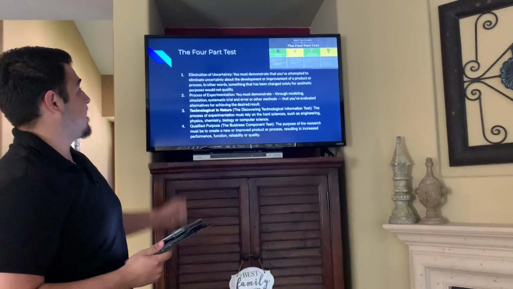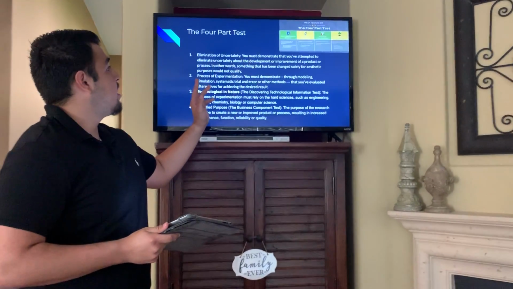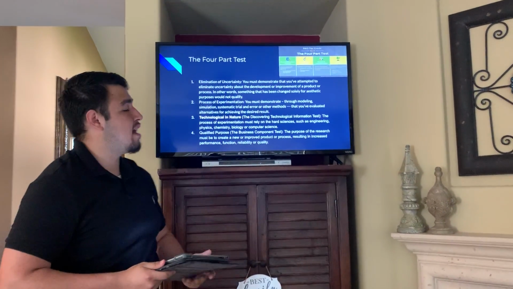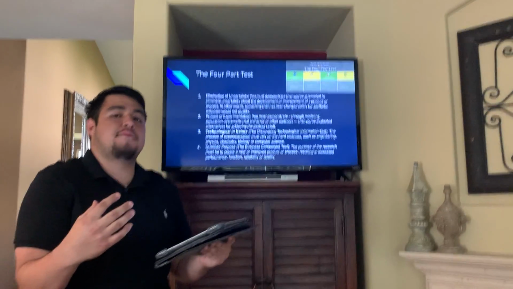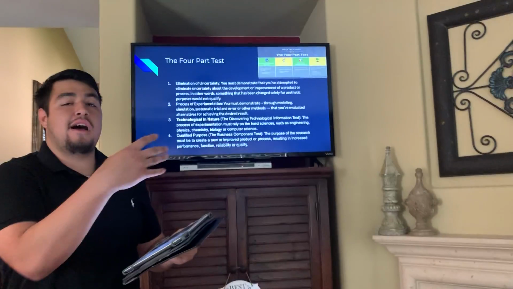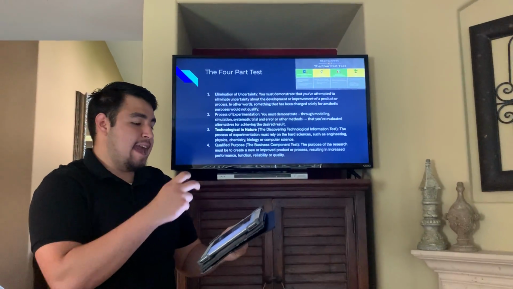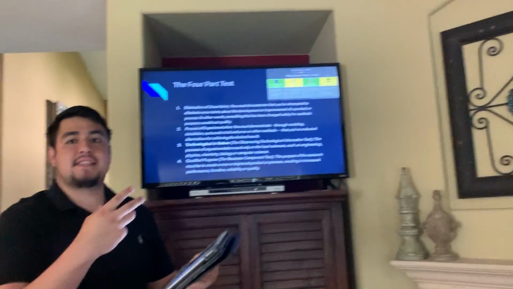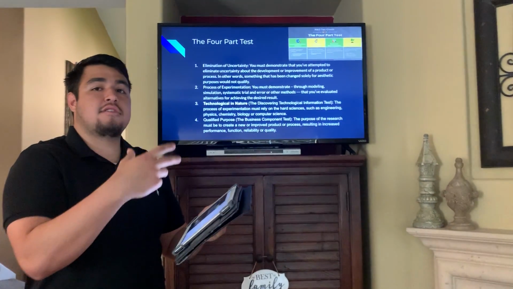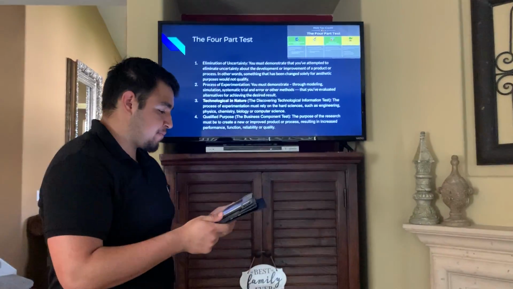And then, second one, process of experimentation. You must demonstrate through modeling, simulation, systematic trial and error, and other methods that you've evaluated alternatives for achieving the desired result. So an example of that, sticking with the wineries, is what we call barrel trials. We use different types of oaks to store the wine in. And that's an example of process of experimentation because you try different barrels from different states around the world and see what makes for the best wine storage.